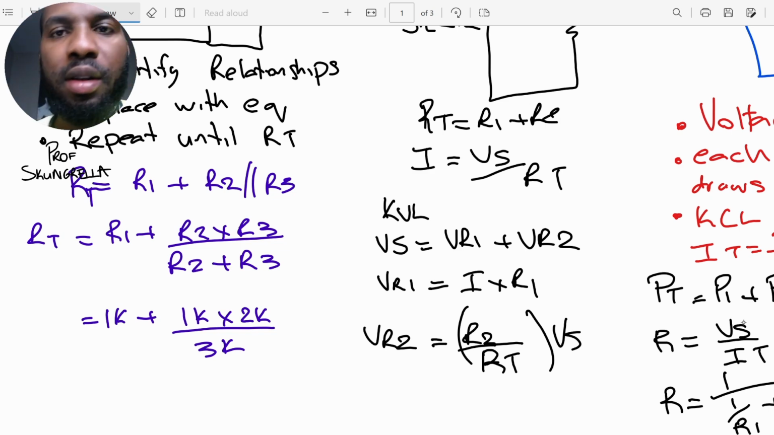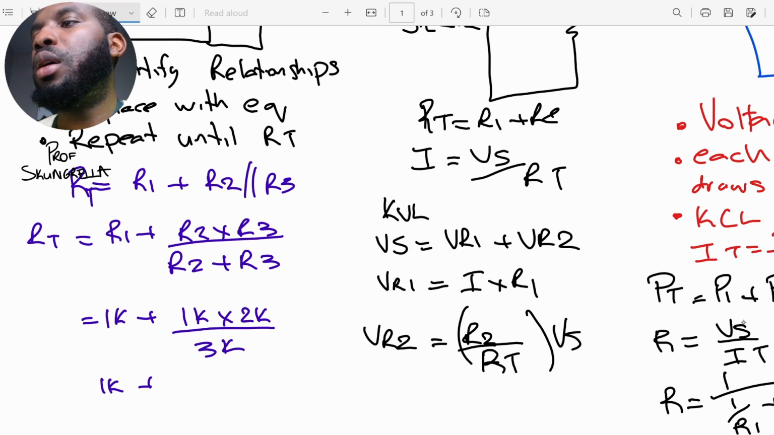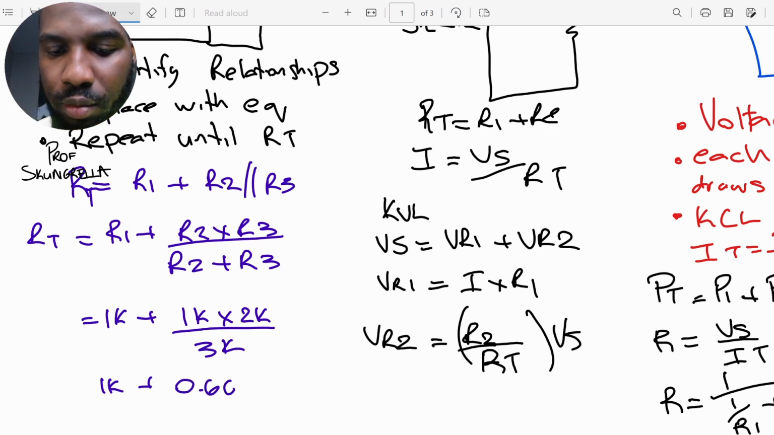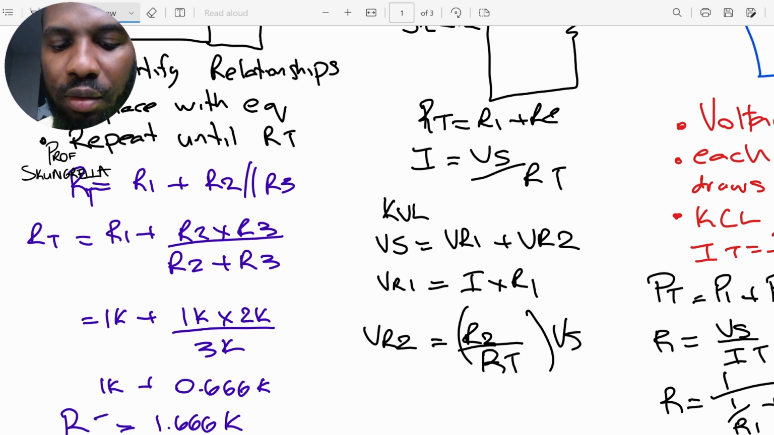So in here, our answer is 1K plus, so that's going to be 1 over 3. Okay, sorry, it's 2 over 3, which is 0.66. That gives us 1.666K for our RT. All right.